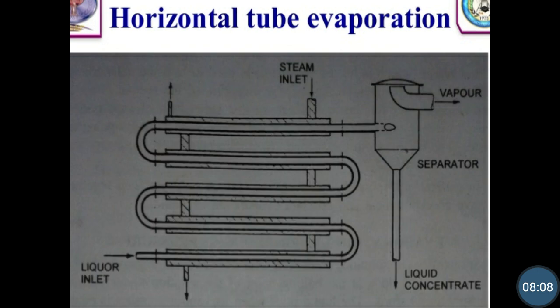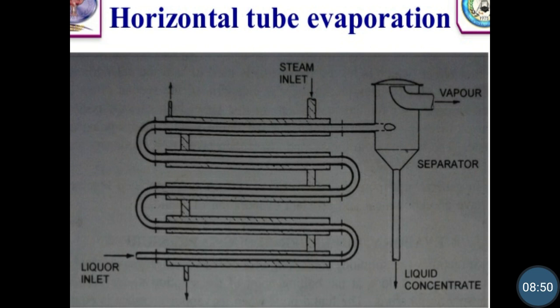Okay, the next type of evaporator is the horizontal tube evaporator, in which the tubes are arranged in a horizontal manner, or parallel to the surface. Just the difference between vertical and horizontal tube evaporator is the arrangement of tubes. In a vertical evaporator, tubes are arranged in a vertical manner, that is perpendicular to the earth surface, and horizontal means they are parallel to the earth surface.